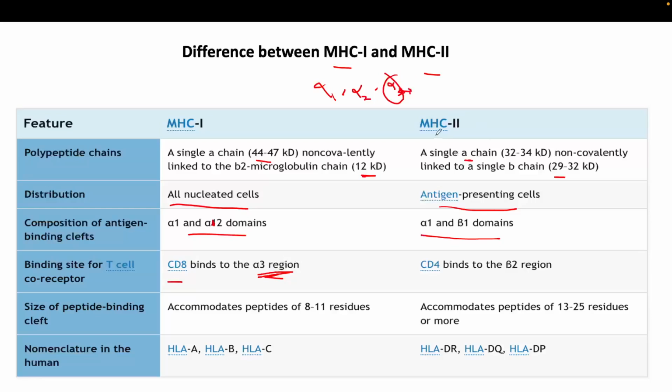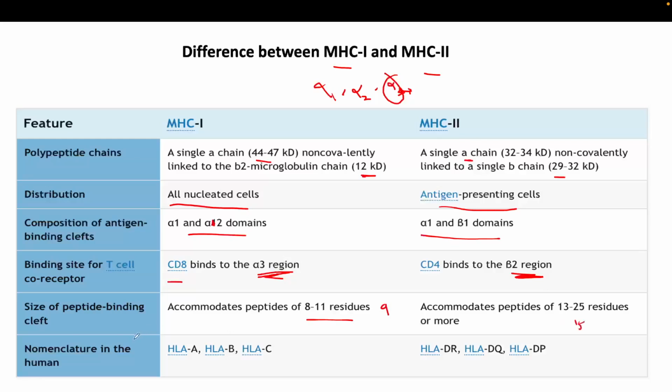Whereas in case of the MHC2, it is the beta 2 region. That you also have to remember, the T helper cell will interact with the beta 2 region of the MHC2. Then in case of the MHC1, the peptide size will be around 8 to 9 residues, and the standard one will be 9 amino acids. In case of the MHC2, the peptide length is around 13 to 25 amino acids, and here the standard size is 15 amino acids.